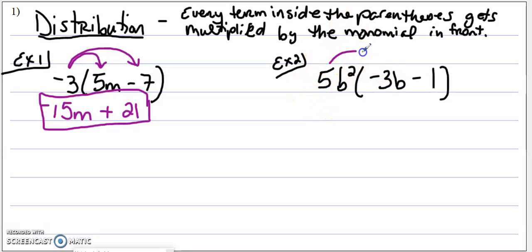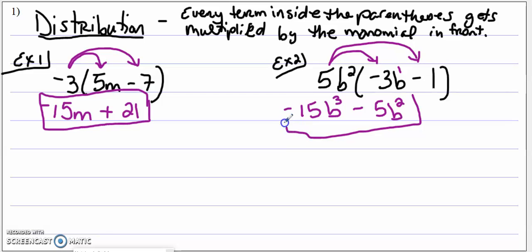Okay? Same thing here. Sign, going to multiply it times both of them. Okay? Sign, negative times a positive is negative. 5 times 3 is 15. B squared times B. Remember, this is B to the first, so that would be B to the third. Positive times negative again is negative. 5 times 1 is 5. B squared, there's no B's over here, so it's just B squared.